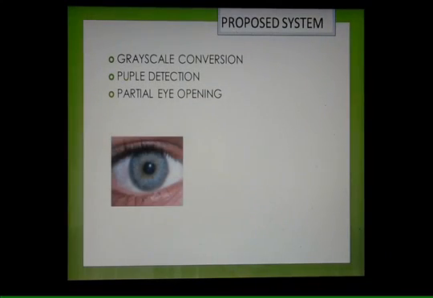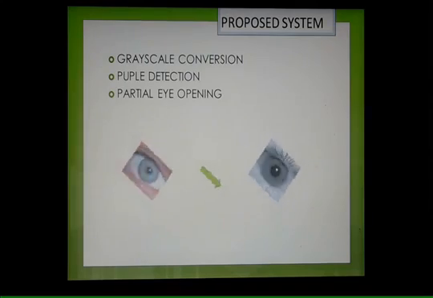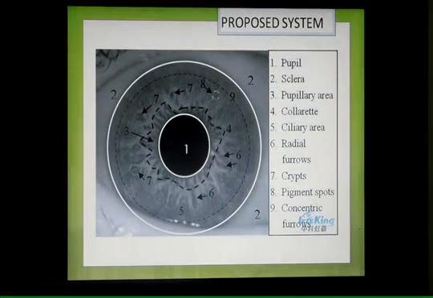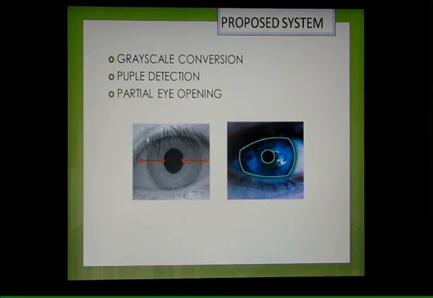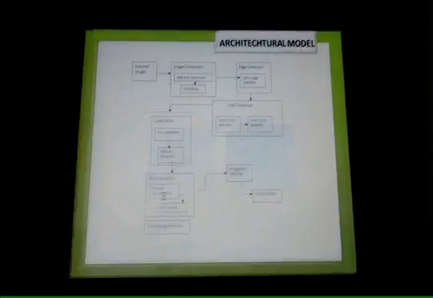Moving on to the grayscale conversion, this is how we convert the grayscale image. And this is how the pupil is handled. In this pupil, we are not going to calculate the whole pupil, just the marked part shown here. This pupil is going to be calculated. And next, the partial eye opening. As I said before, we need not require the whole eye to calculate. Just the radius of the eye is used to be matched. By this, we can easily wrap the whole circle.